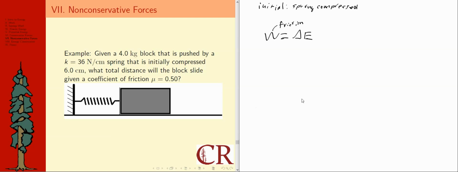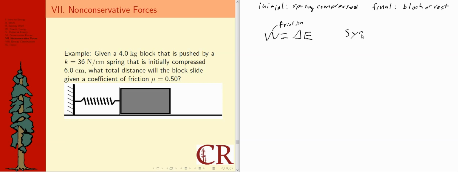And then at some point further down, it finally comes to a stop. So I think what my final state should be is that spot where the block comes to rest. So I'm just going to say block at rest represents the final state. The reason why I think that will work is because when I'm asked what total distance will the block slide, this initial state to this final state represents that total displacement. So that's why I think I needed to choose those.